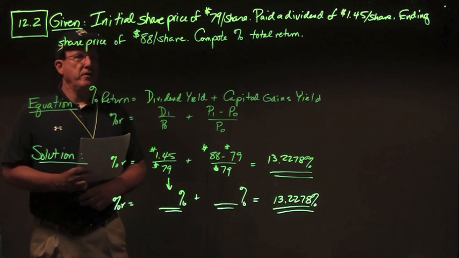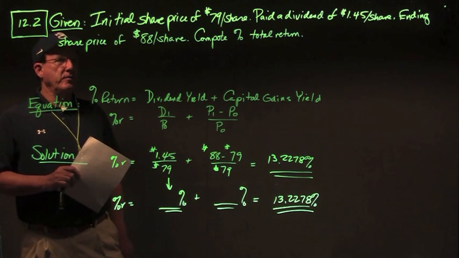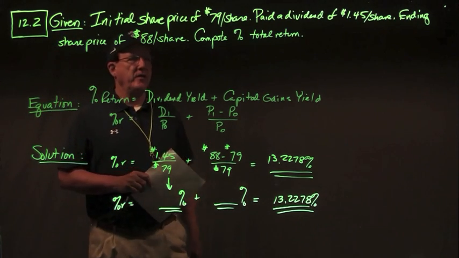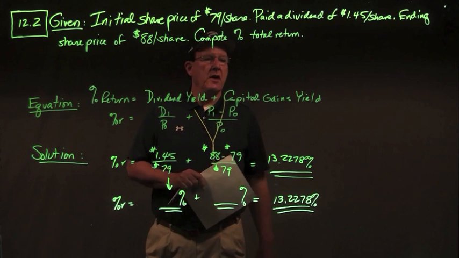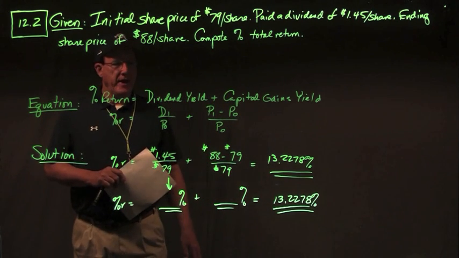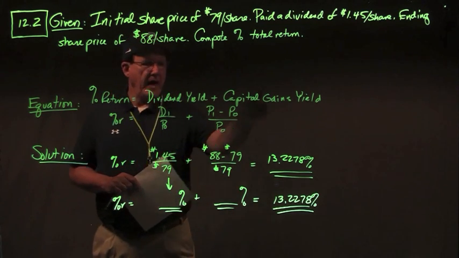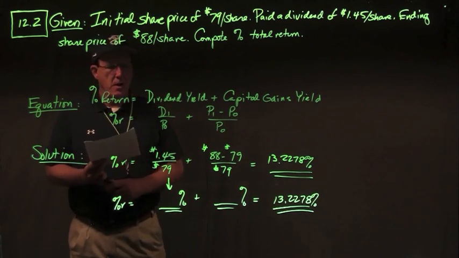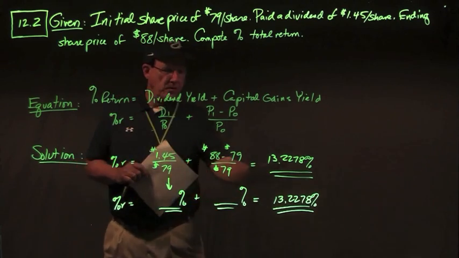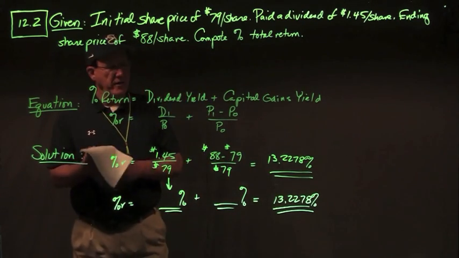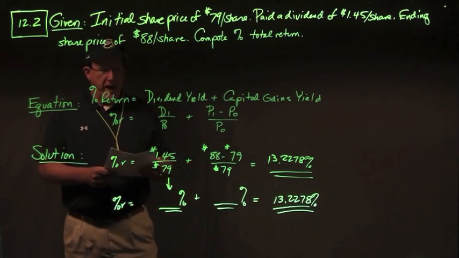In problem 12.2, same givens: $79 a share starting price, $88 a share ending price, $1.45 annual dividend. We want to know, what are these two components? What is the dividend yield and what is the capital gains yield in this problem? Obviously the two pieces must add up to the 13.2278% that we calculated in the last problem.